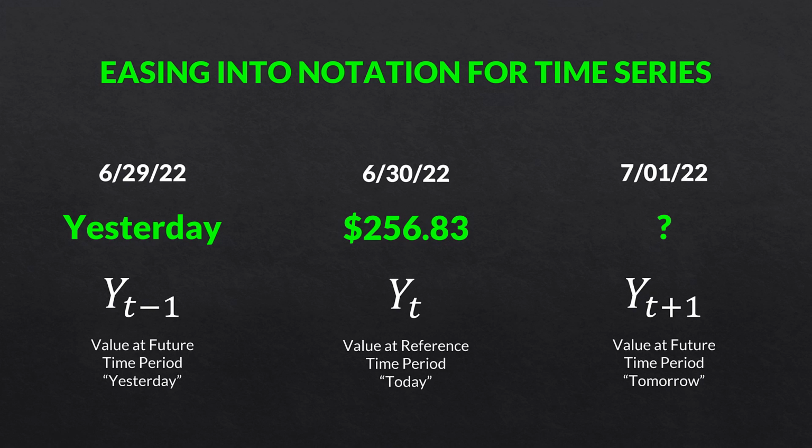That's going to be Y sub t. In this case, with our friendly bet stock price, it's easy. It's just today. Tomorrow is t plus 1. Yesterday is t minus 1.